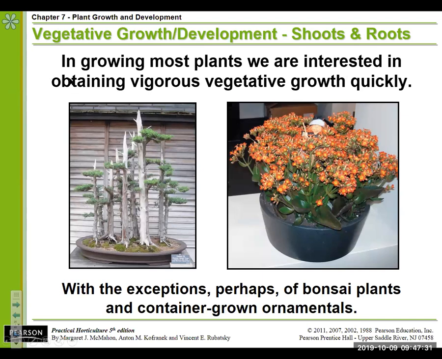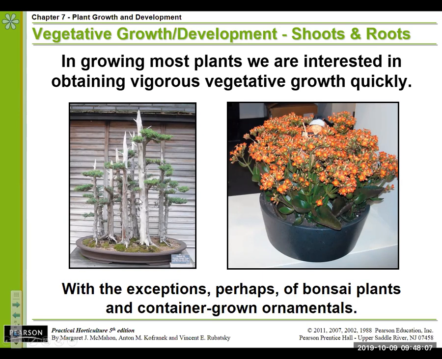In most plants, we're trying to get a lot of vigorous vegetative growth as quickly as possible. However, there are some exceptions to that rule. In some cases, we might want dwarf plants, mostly for ornamental purposes. In this slide, we're looking at two examples of ornamentals where we're intentionally delaying the vigorous vegetative growth.